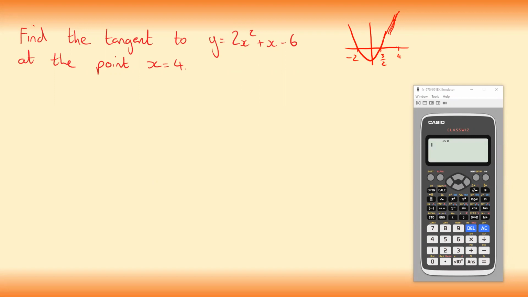So in order to get that tangent, I know that the gradient at that point must be the same. So in other words, what I'd normally do is I'd find the gradient, dy by dx, and then I'd set that equal to 4. So I'd basically evaluate that when x equals 4.